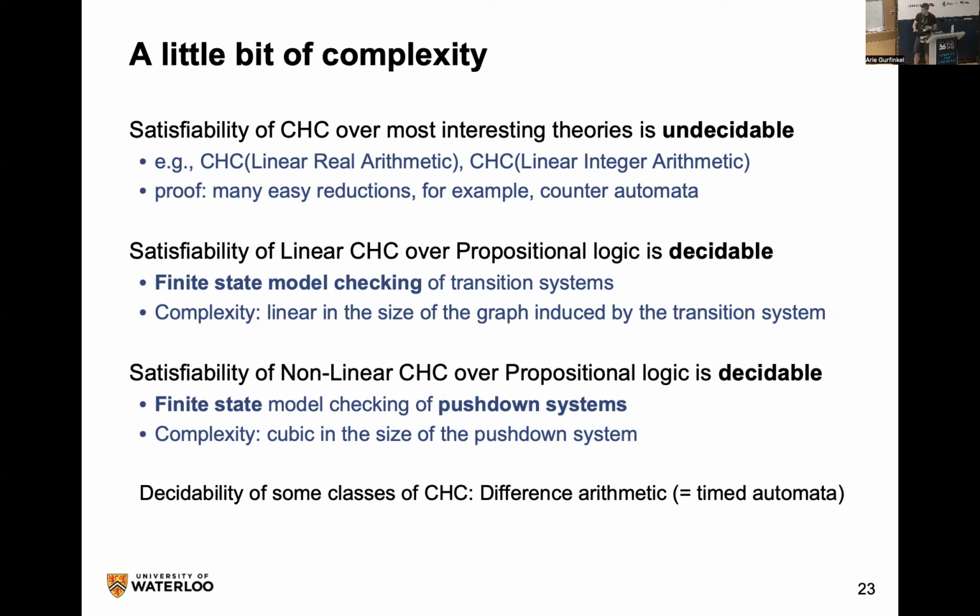There are also some interesting classes where things are still a little bit open, for example, whether our procedures happen to be decision procedures for them. If you take something like timed automata, that corresponds to constrained Horn clauses over difference arithmetic. This is a decidable fragment, but there's a question whether the things that we do are actually decision procedures for them.